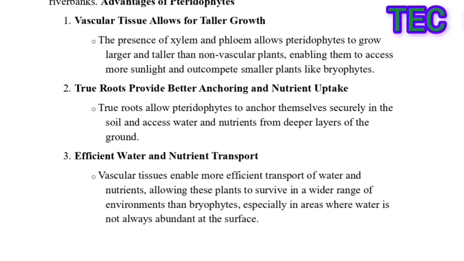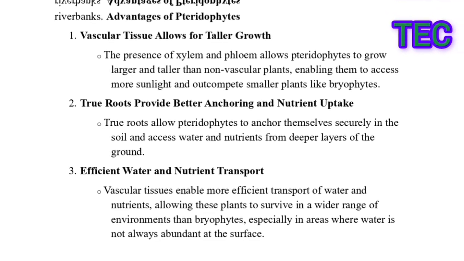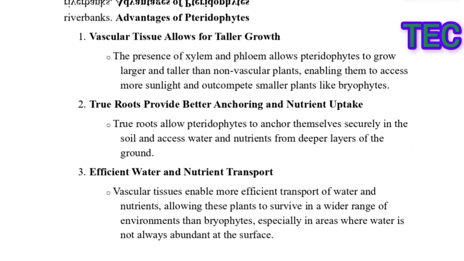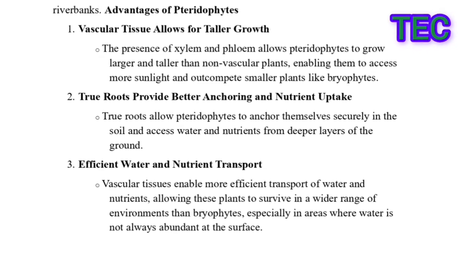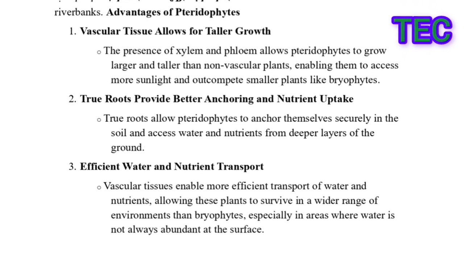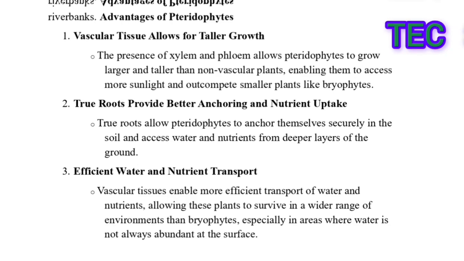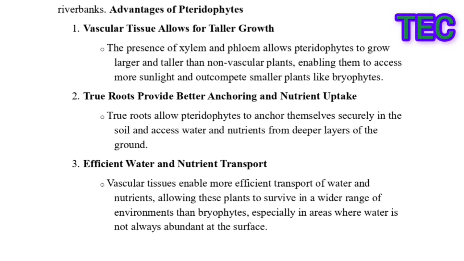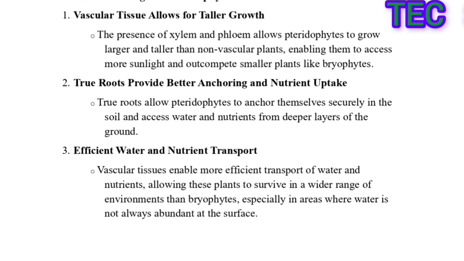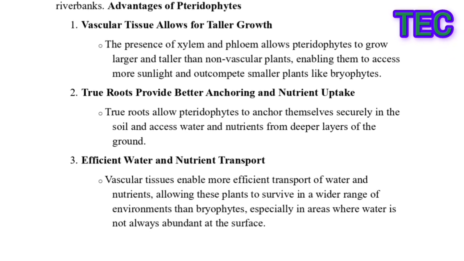Two, another advantage: they have true roots. The true roots provide better anchoring and nutrient uptake. These true roots enable them to absorb nutrients and water. They also provide anchoring and support, holding the plant firmly. True roots allow pteridophytes to anchor themselves securely in the soil and access water and nutrients from deeper layers of the ground. So they are able to get water and nutrients underground.